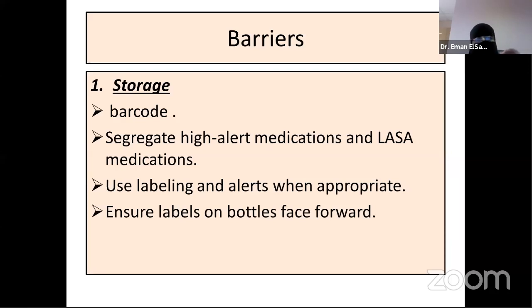Let us start with the first barrier, from storage. The first barrier is barcoding. When we store the medication, the best thing is to use a barcode. When we store high alert medication or look-alike medication, we must apply the policy of high alert medication and look-alike medication. We will explain later how to store them. We will use labeling and alerts when appropriate. Ensure labeling on the bottle when you store bottles. Put the face of the bottle forward.